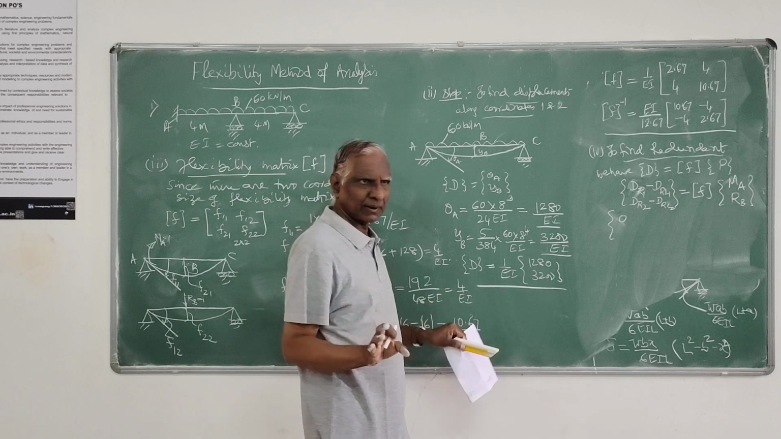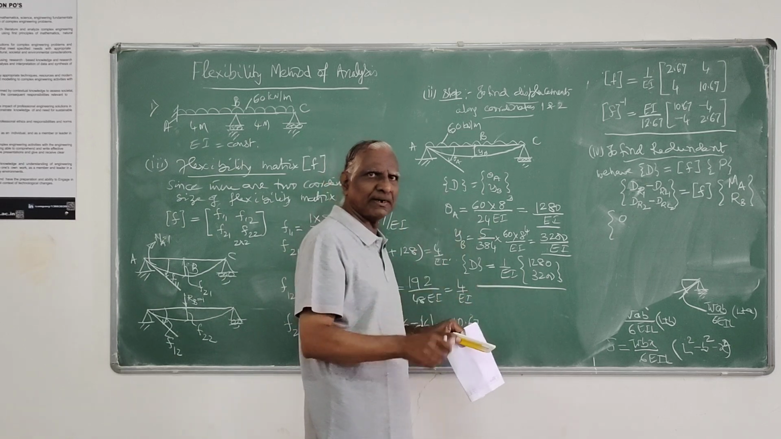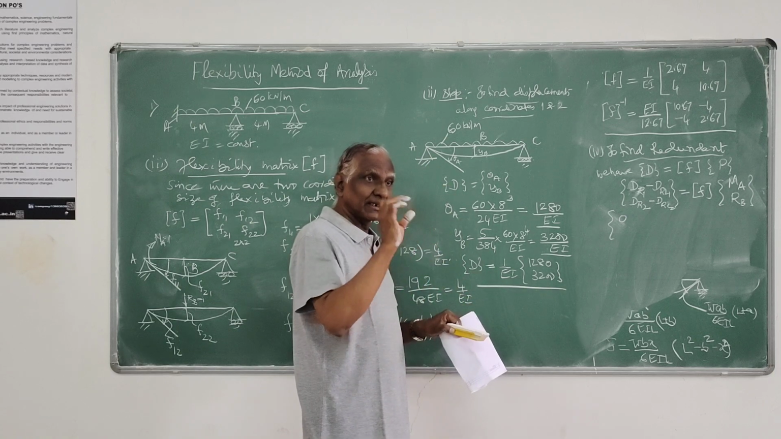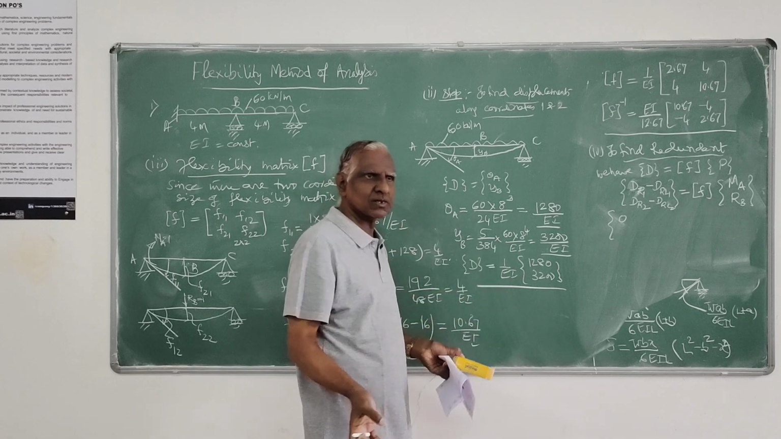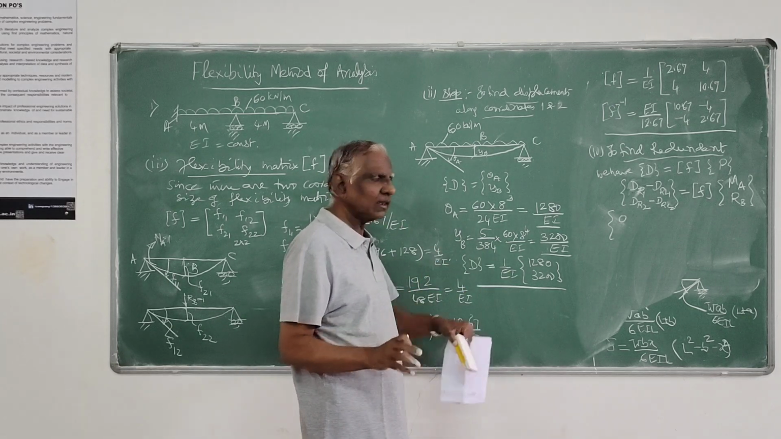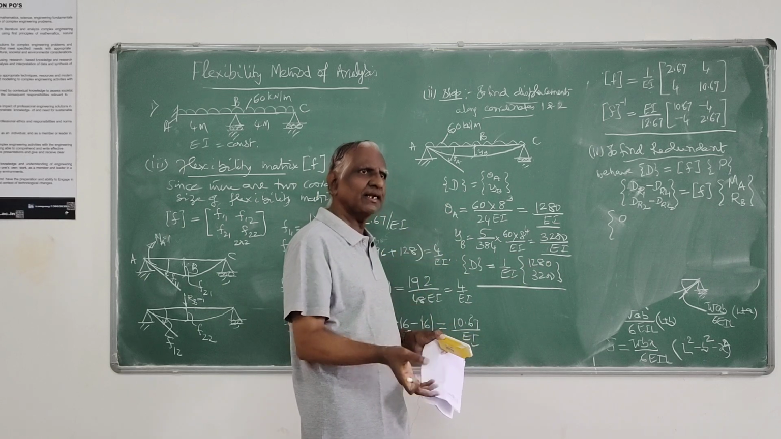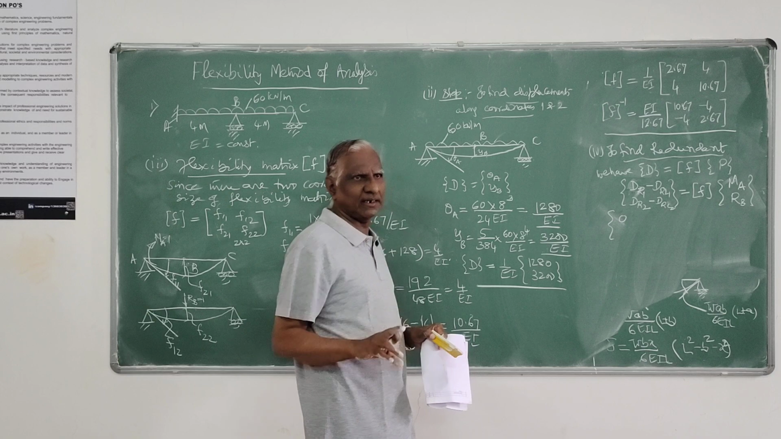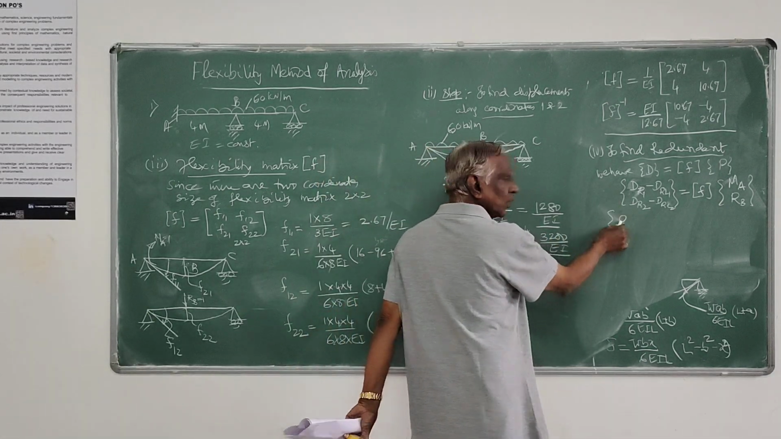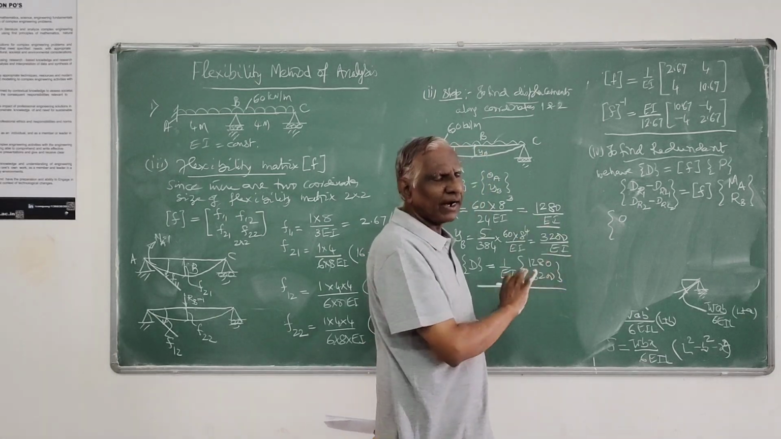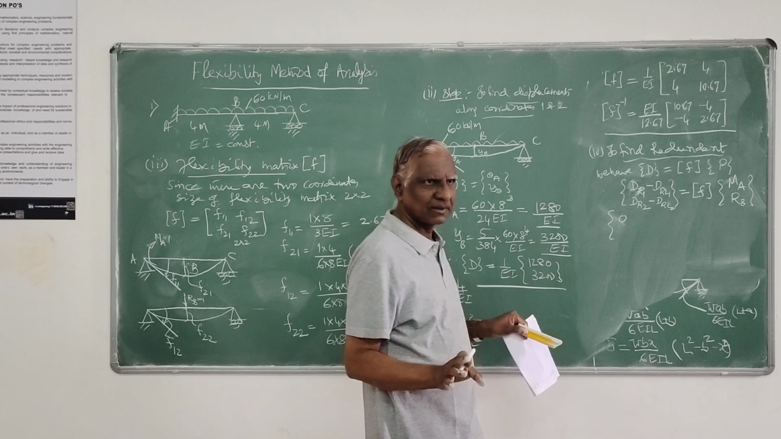So well before choosing the redundants, in the first step itself, while choosing the redundant, keep in mind whether they have given any secondary effects, like support settlement or support rotation. Wherever that particular thing is there, you choose that as one of the redundant forces and proceed with your calculation, so that at this step you can straight away put that value and you need not bother about any other extra calculations, right?